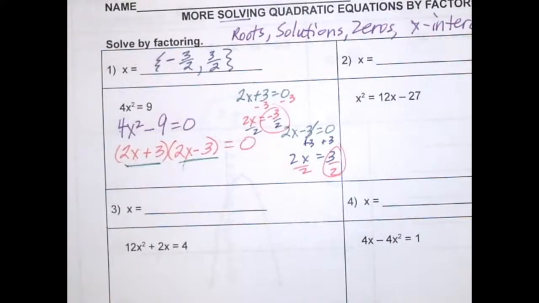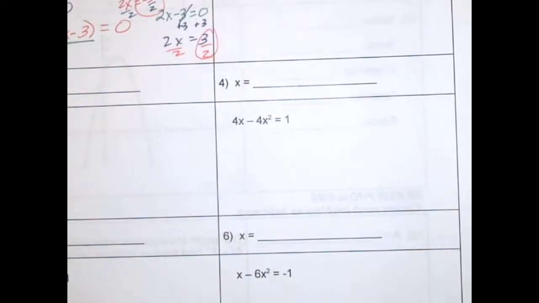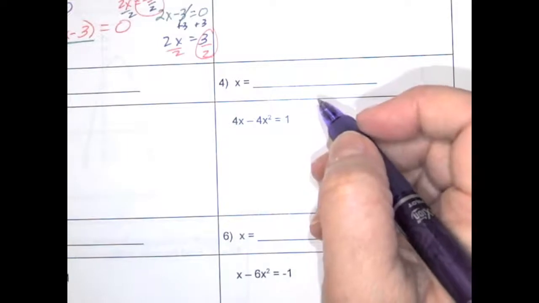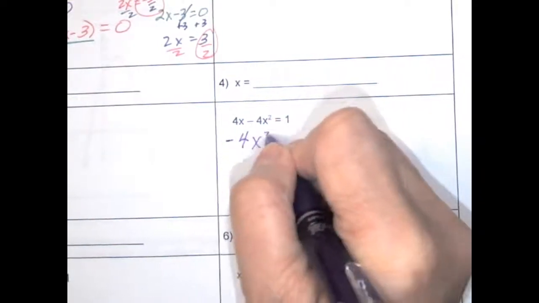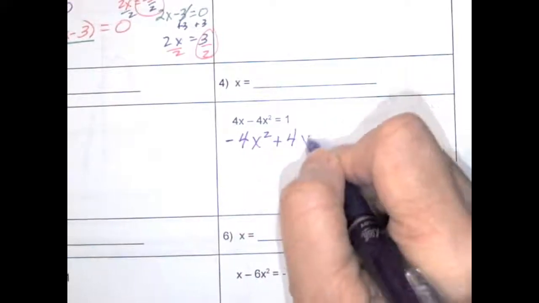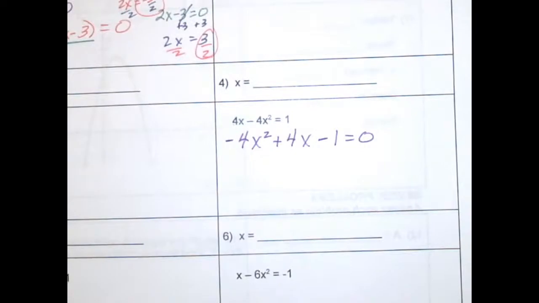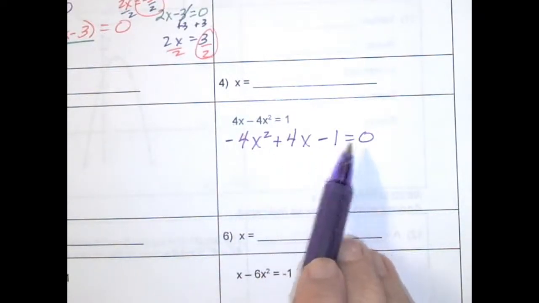Let's see. If you look at one like number 4, you have to set it equal to 0 first, and it needs to be in order with the x squared term first, then the x term, then I'm going to subtract my 1. I need it in order. The squared, then the x, then the constant equals 0.